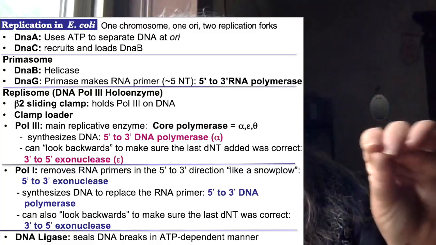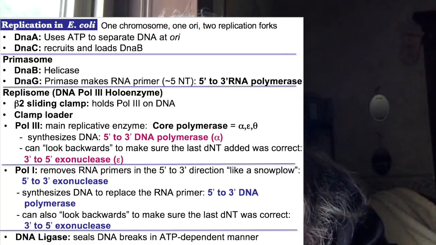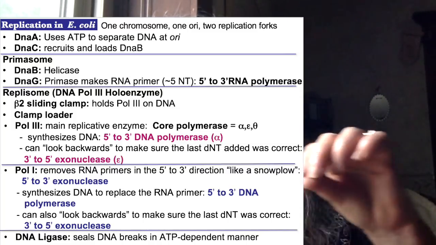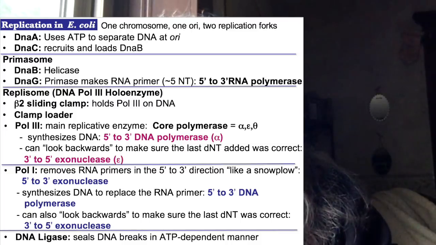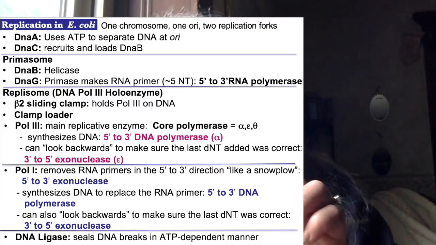Pol I comes along and removes the RNA from those Okazaki fragments and fills those in with DNA. And then DNA ligase seals the break. I hope this helps.